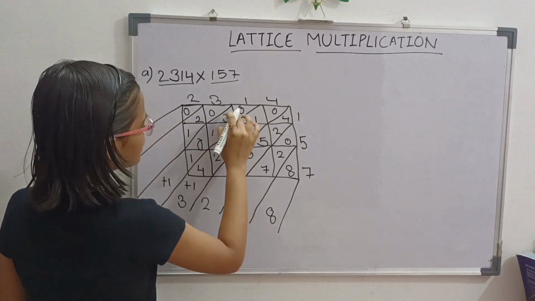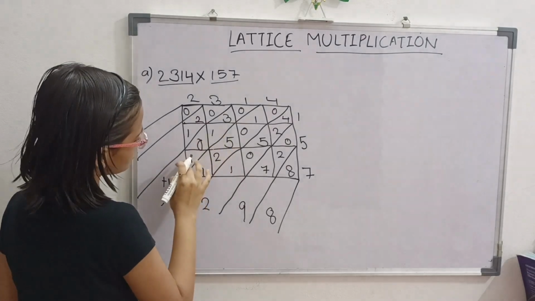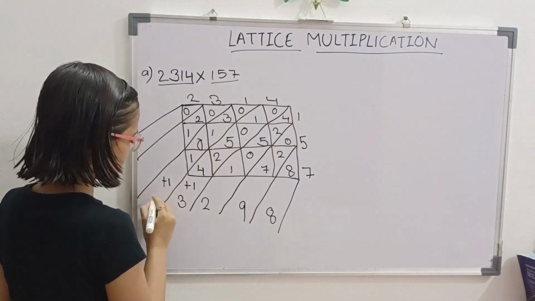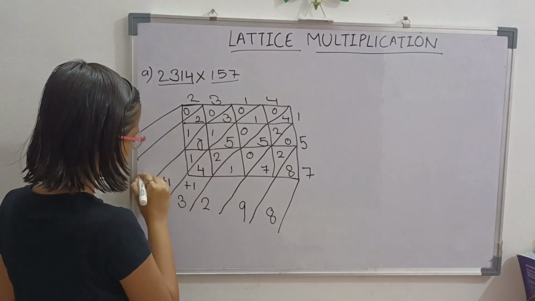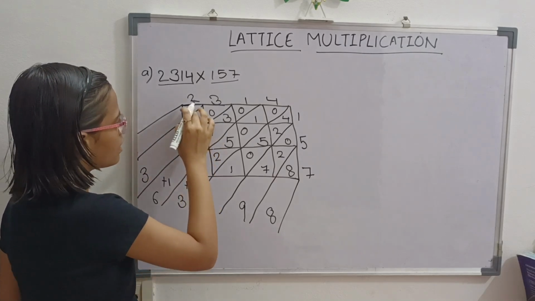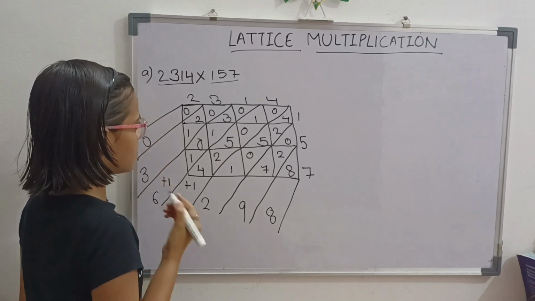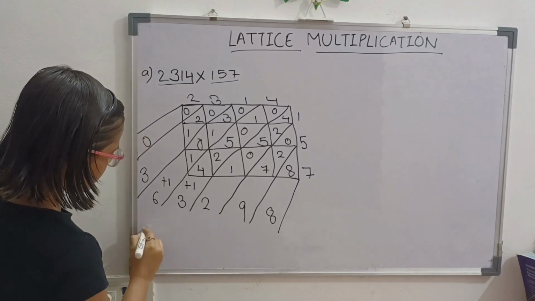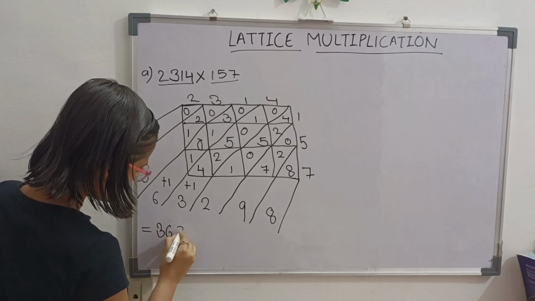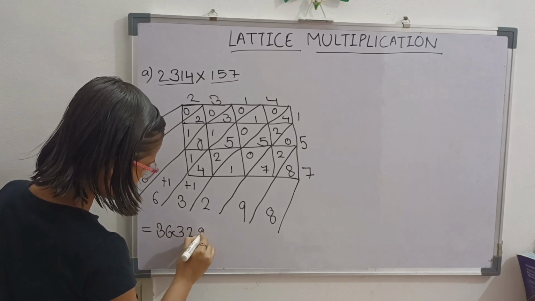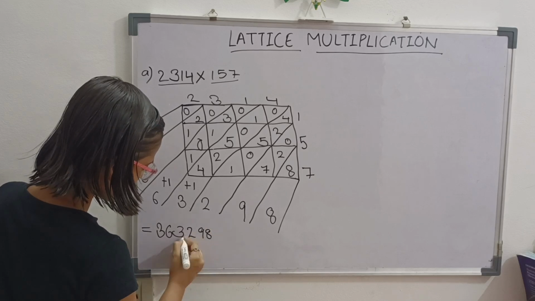Then 3 plus 1 is 4, 4 plus 1 is 5 and 5 plus 1 is 6. So we'll write 6 here. Then 2 plus 1 equals 3. Then 0 we'll write as it is. Then our answer is 363298.